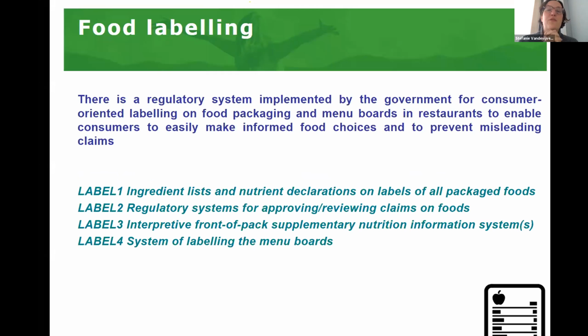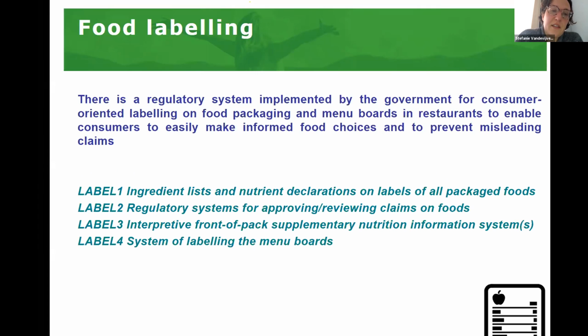So the next domain is food labeling, which is quite a broad domain as well. That's looking at whether there are regulatory systems implemented by the government for consumer-oriented labeling on food packaging and menu boards in restaurants, to enable consumers to easily make informed food choices and to prevent misleading claims.